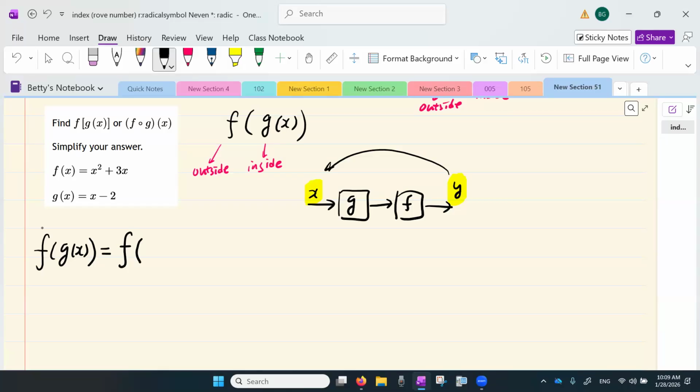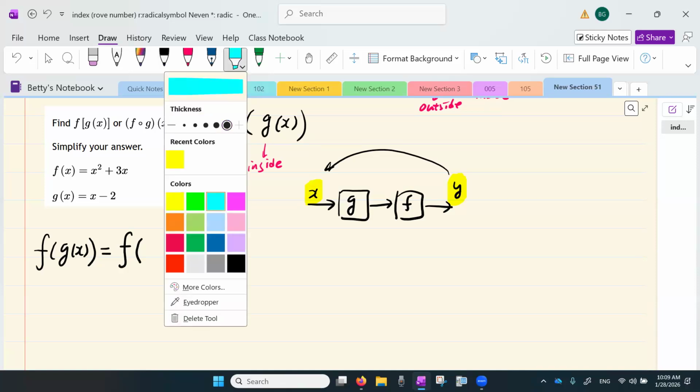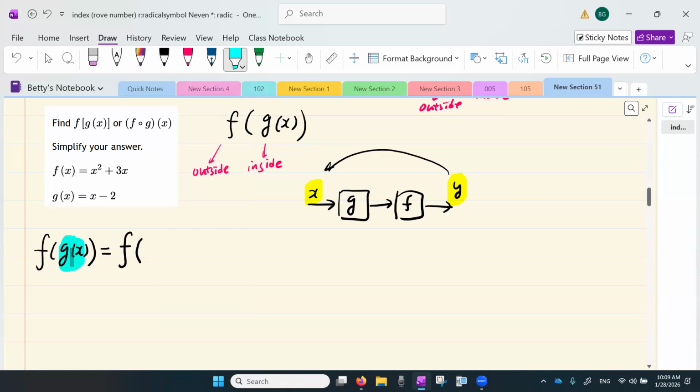Get rid of the inside function first. Yeah, with this method, get rid of the inside function first. What's the inside function? I'm going to use a different color, okay? The inside function is g of x. I'm going to replace g of x with x minus 2. Can I?